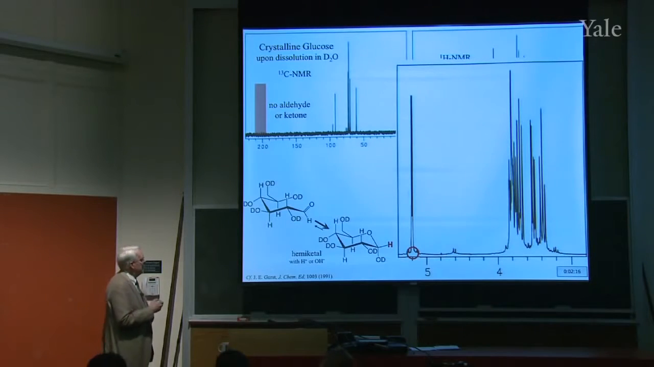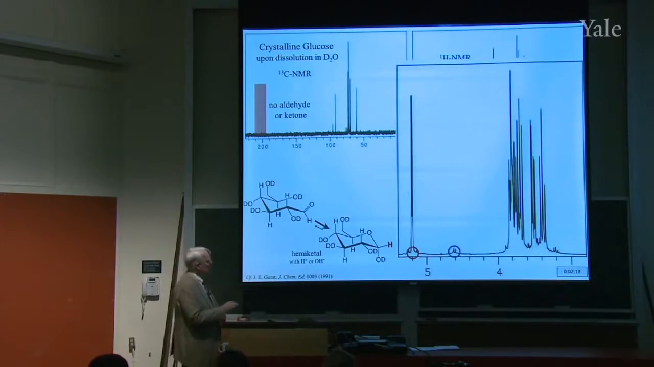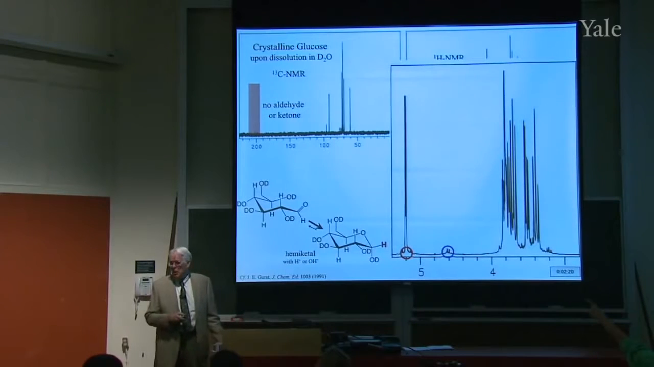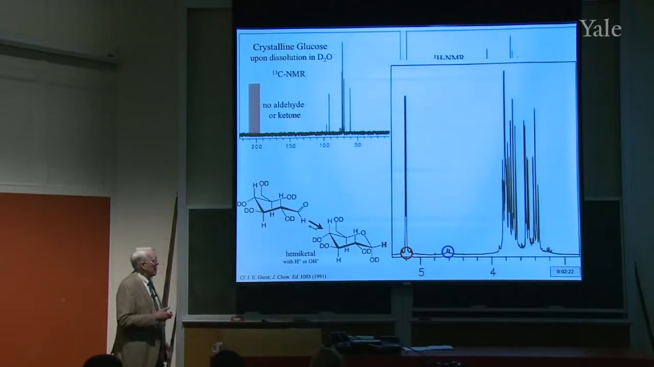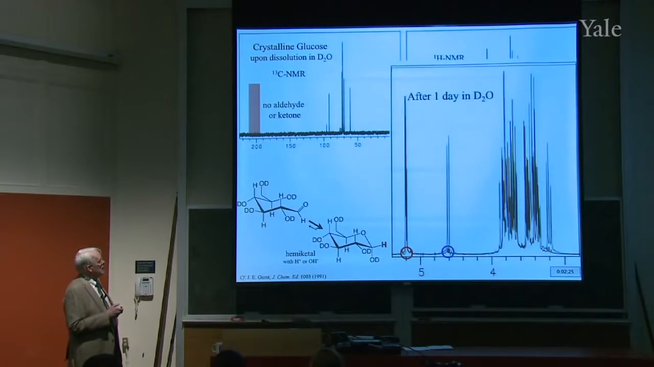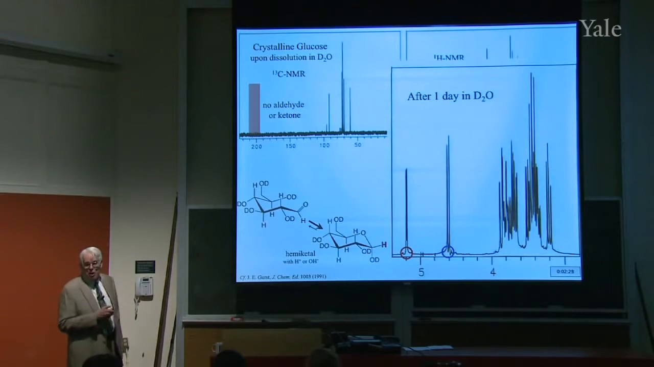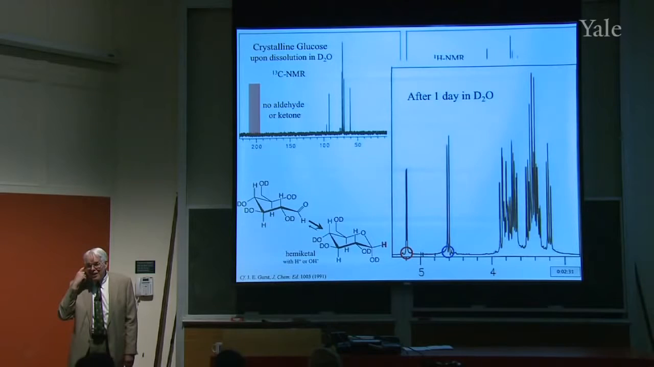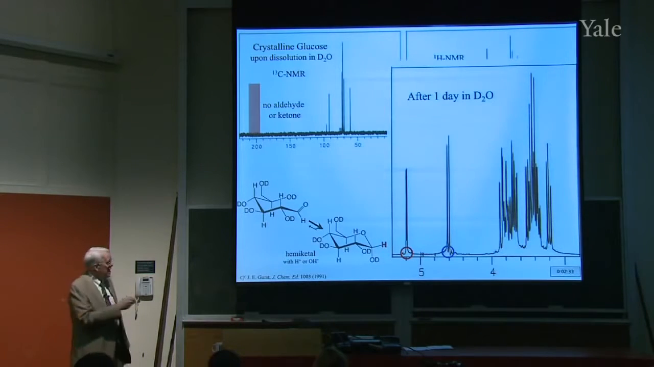So it's way downfield. Now, notice that there's a little peak here, a little doublet. What's that due to? Well, it could be just impurity, but it's not. Because if you let it sit a day, it grows and the other one shrinks, right? It's also downfield, right? So it looks like it's got more oxygens on them. Anybody got an idea?